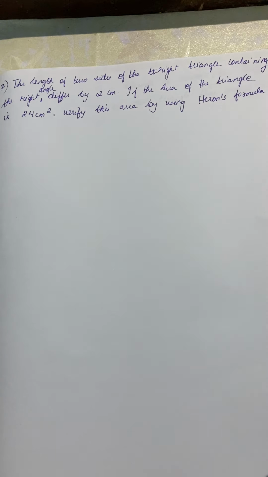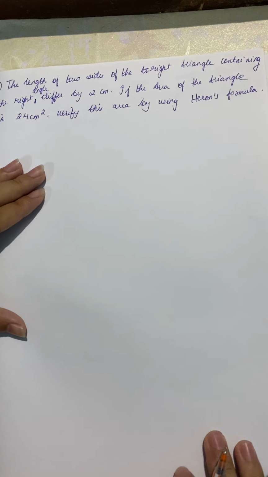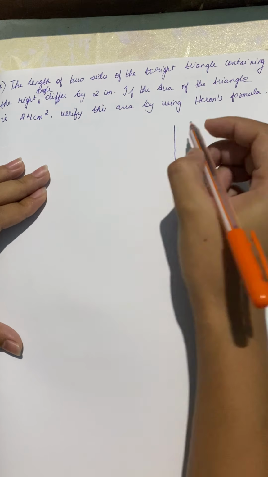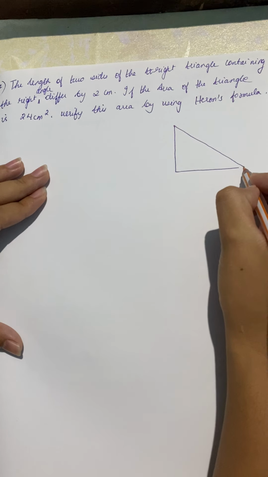Okay, so you look at this. The length of the two sides of a right triangle. So first read the question. Try to read the question. Clear? This is a right angle triangle, right?